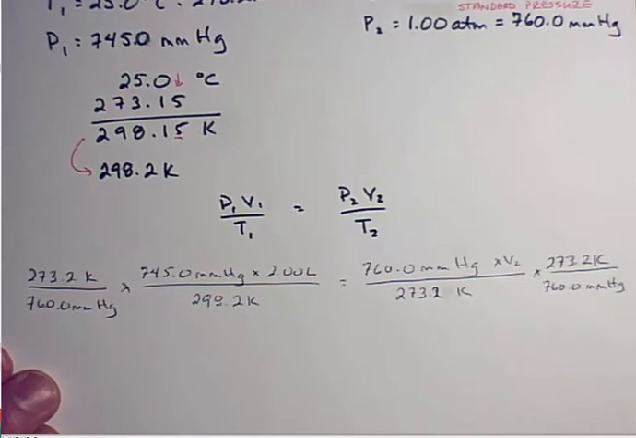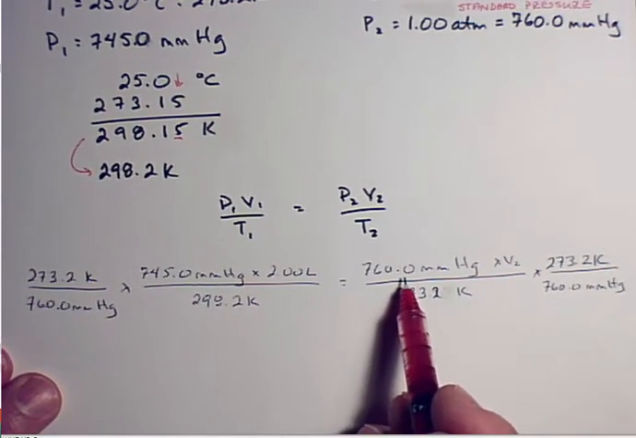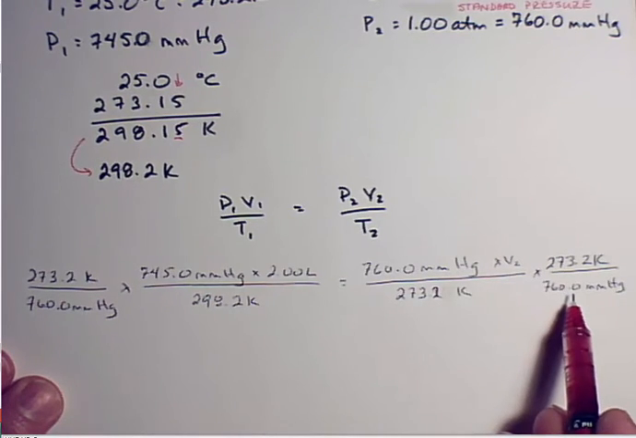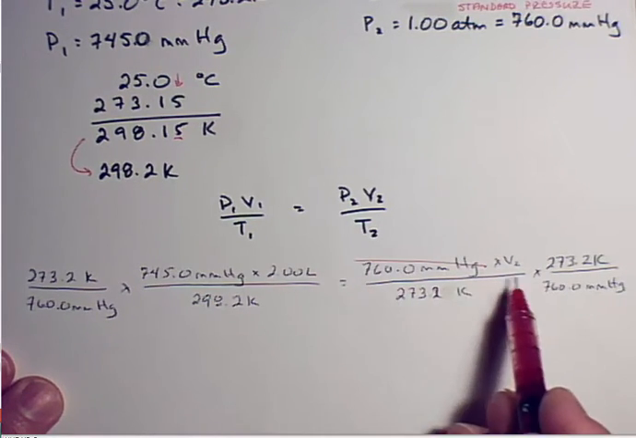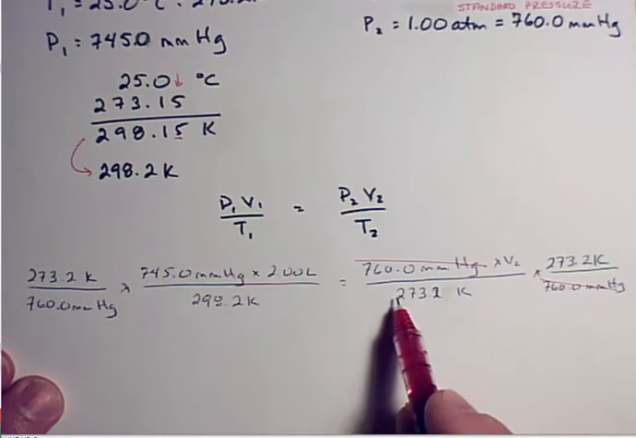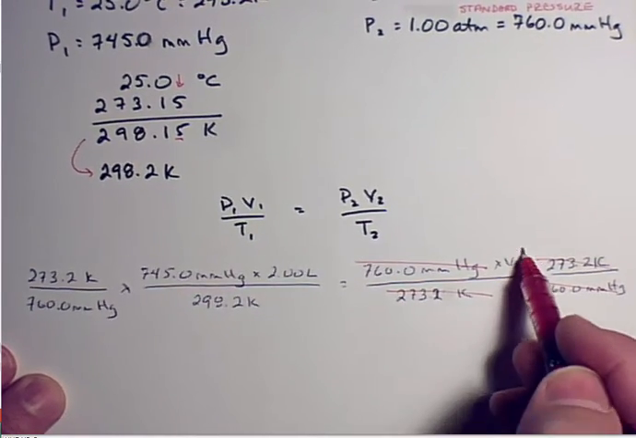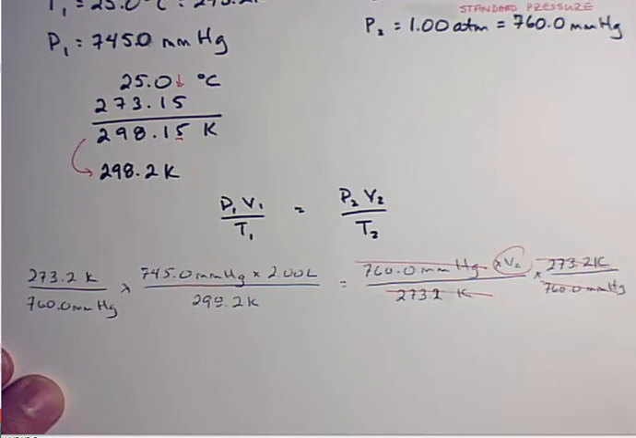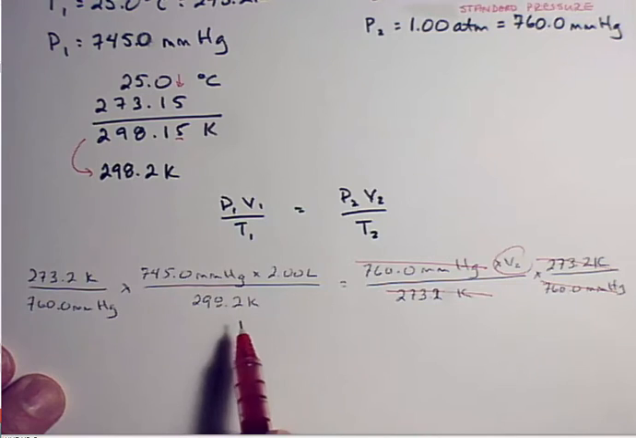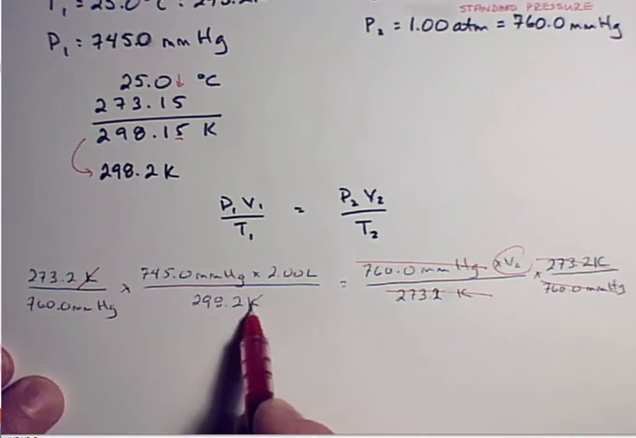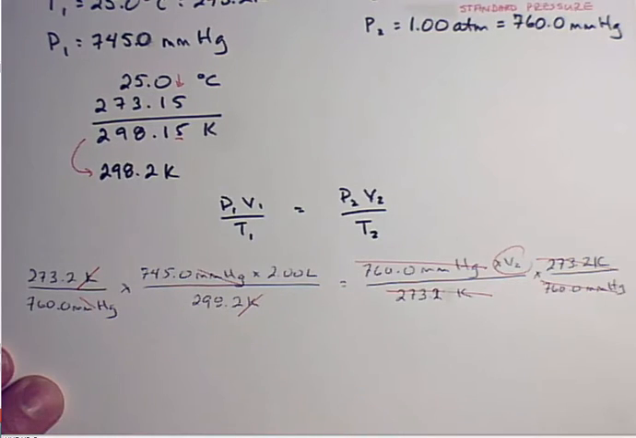Okay, pay attention. Simplify. 760.0 millimeters of mercury is canceled by that. All that cancels out. 273.2 K is canceled by 273.2 K. I have V2 by itself. Over here, can you simplify this? Yes, do it. Kelvin cancels, millimeters of mercury cancel. We're ready to do the math.